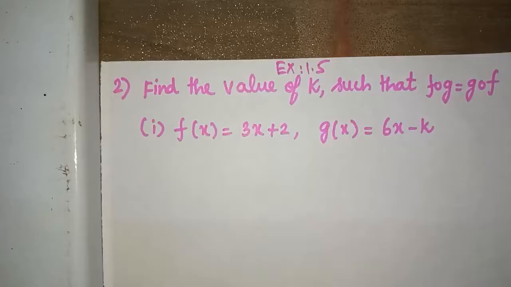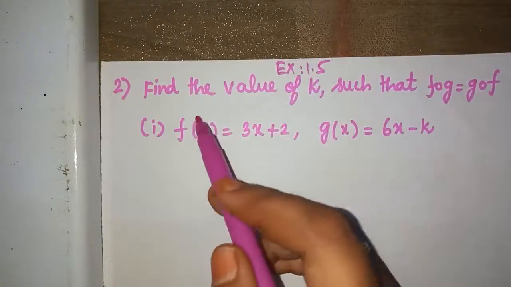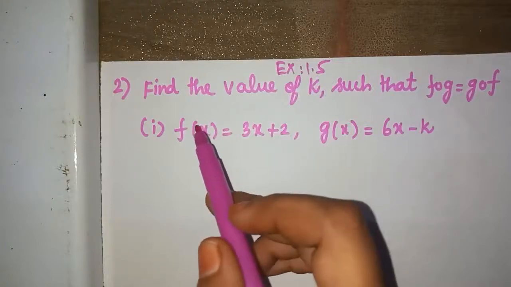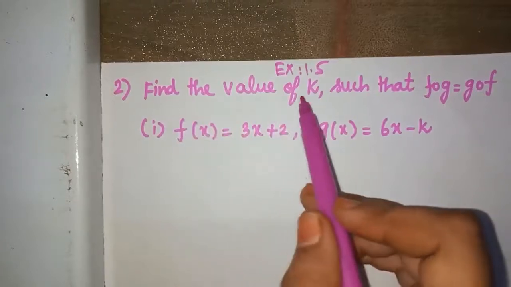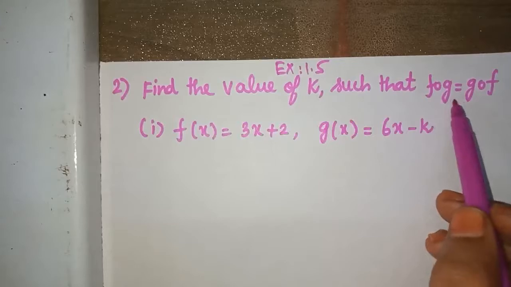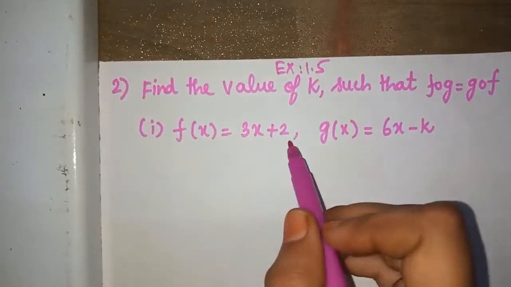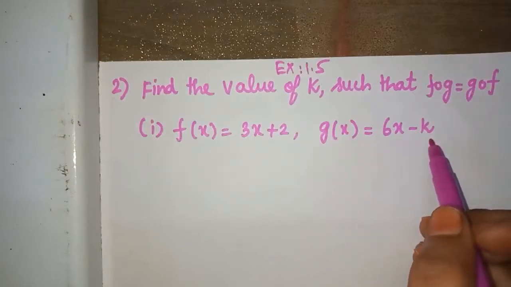That's all. The next problem in exercise 1.5 has the same model like we have seen in example 1.22 and example 1.23. Let us see the problem. Find the value of k such that f composite g is equal to g composite f, where f of x is equal to 3x plus 2 and g of x is equal to 6x minus k.